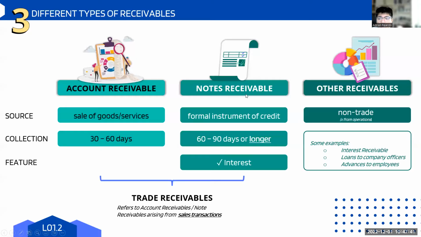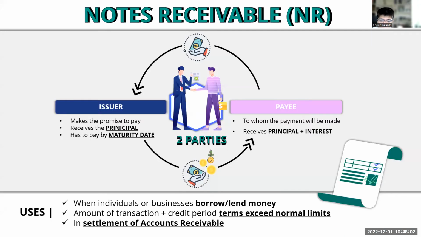But before anything else, let's quickly review some of the key concepts for notes receivable. Number one, notes receivable is part of trade receivables because they usually arise from sale transactions, right? The difference between notes receivable and accounts receivable is that notes receivable has a formal instrument of credit, and it usually has two parties. Yung issuer, basically the one writing the promissory note. At the start of the transaction, the issuer will receive cash and then they will have notes payable. So we're in the perspective of the payee.